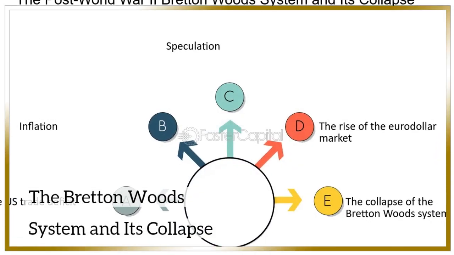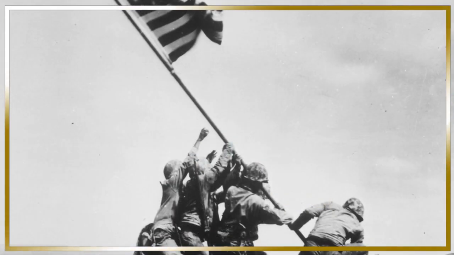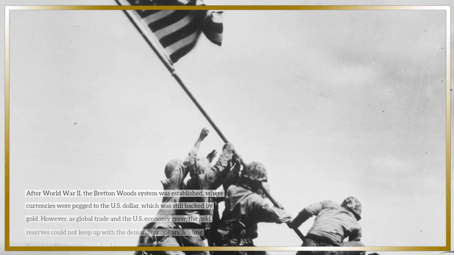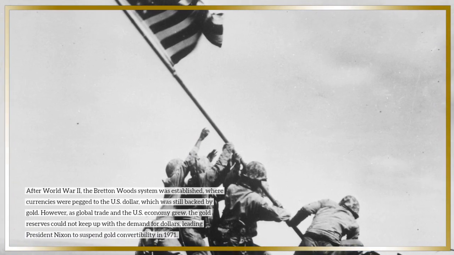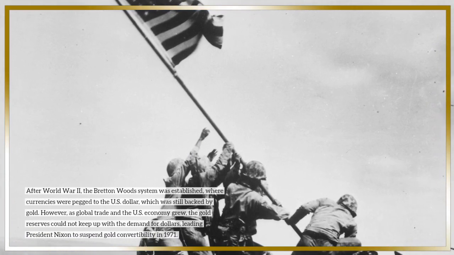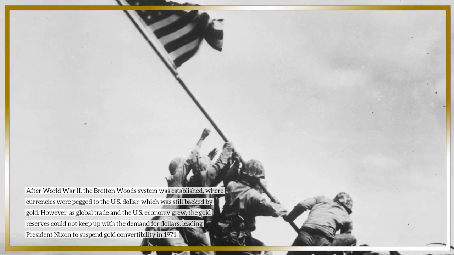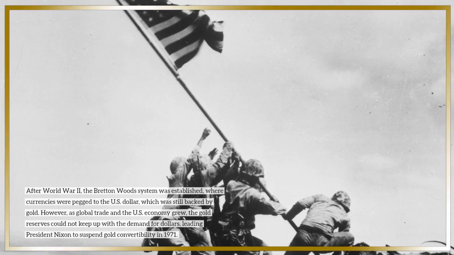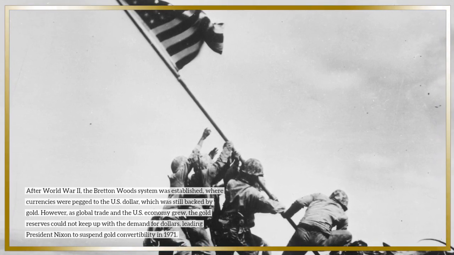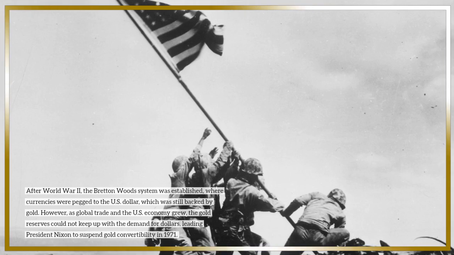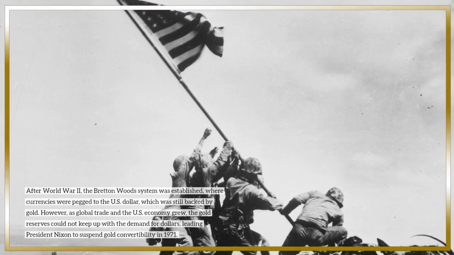The Bretton Woods system and its collapse. After World War II, the Bretton Woods system was established, where currencies were pegged to the US dollar, which was still backed by gold. However, as global trade and the US economy grew, the gold reserves could not keep up with the demand for dollars, leading President Nixon to suspend gold convertibility in 1971.